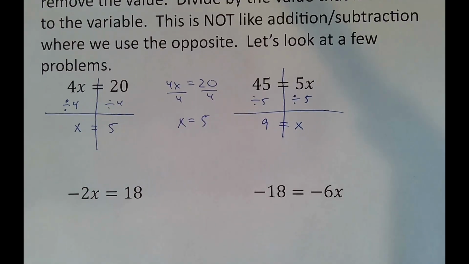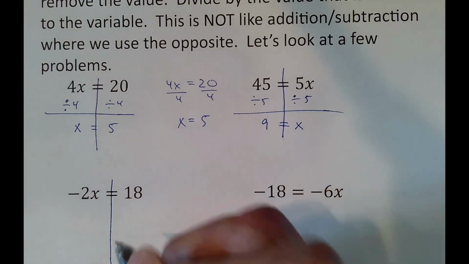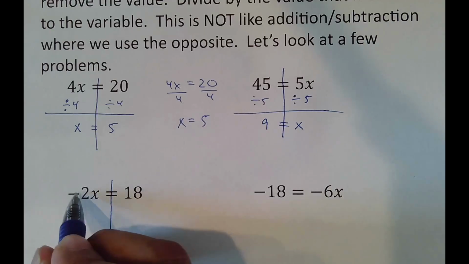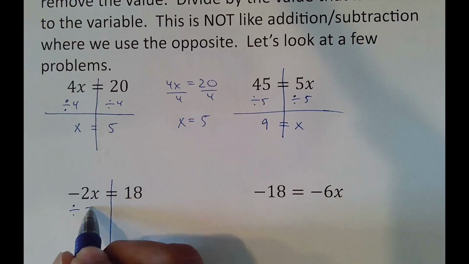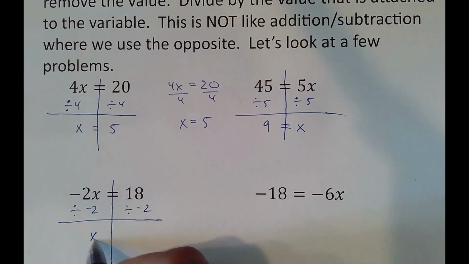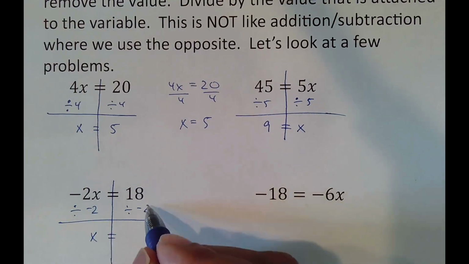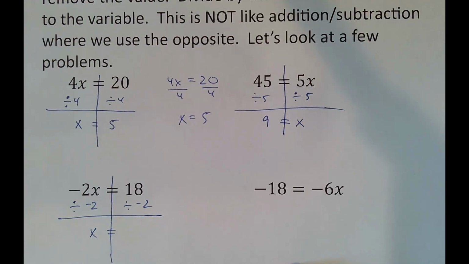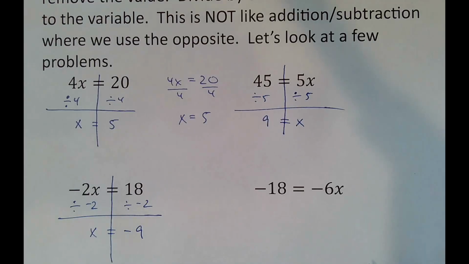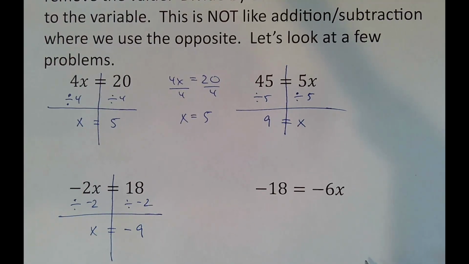On negative 2x equals 18, this is where I said earlier that you do not use the opposite. You divide by exactly what's attached. So in this case, negative 2x means x is being multiplied by negative 2. So I'm going to divide by negative 2. The negative 2's, of course, go away, giving me x. And then 18 divided by negative 2, we've got to use our integer work from last chapter. One negative makes it negative, and 18 divided by 2 is 9. And that is where your answer comes from on that one.